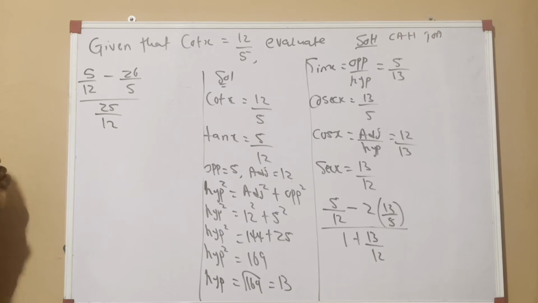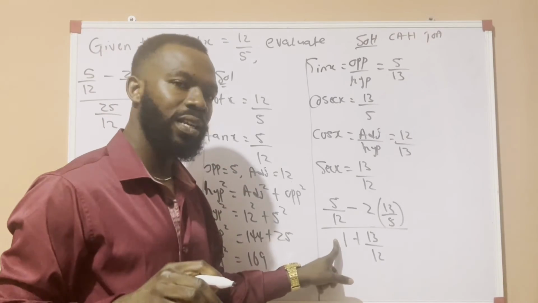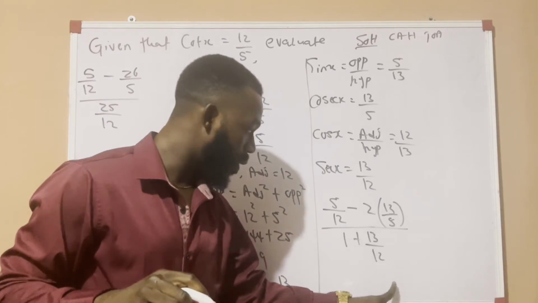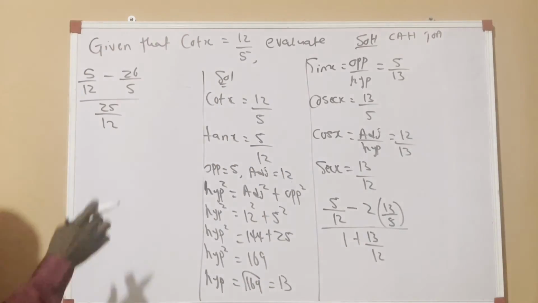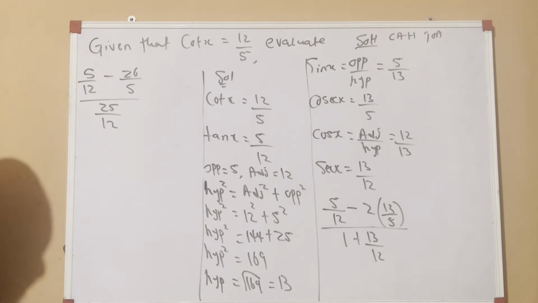Okay, simple. It's very simple. 12 multiplied by 1 is 12. 12 plus 13 gives us 25 over 12. Good, let's proceed. Here, I cannot use that method here, never, because why?